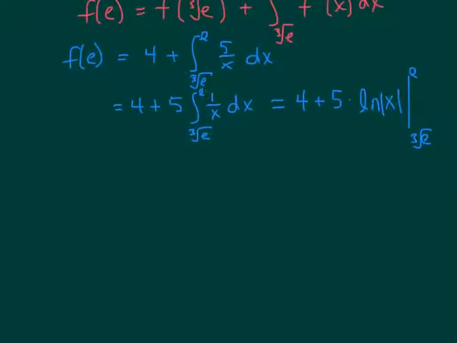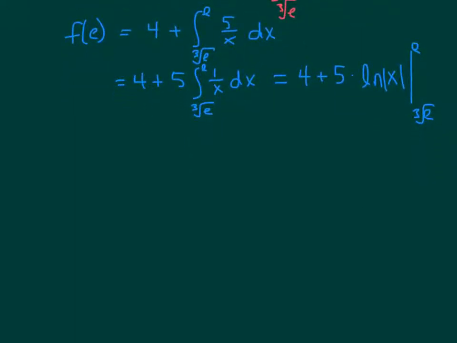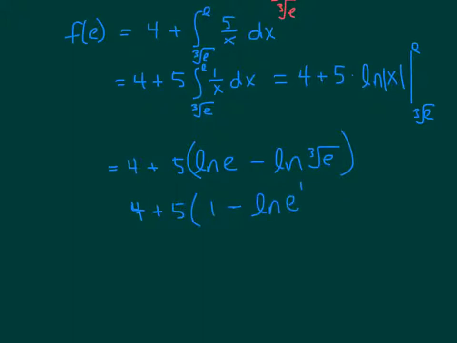Okay, so as we continue on with this, to clean this up we have to go ahead and plug in our upper and our lower bounds. So I'm going to say this is equal to 4 plus 5 times the natural log of e minus the natural log of the cubed root of e. Okay, natural log of e, hopefully you realize, is just 1. So we have 4 plus 5 times 1 minus. And what about natural log of the cubed root of e? Well, the cubed root of e here would be natural log of e to the 1/3.